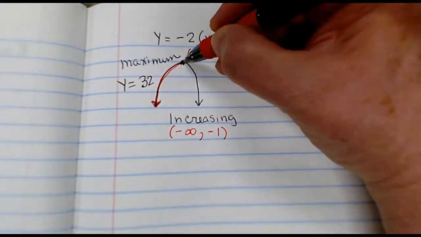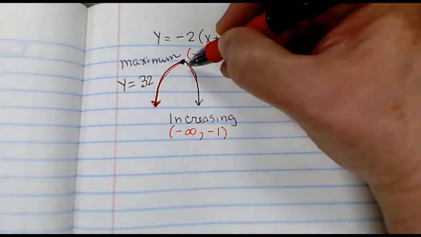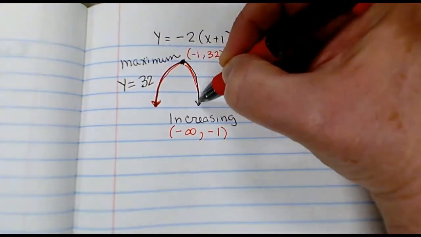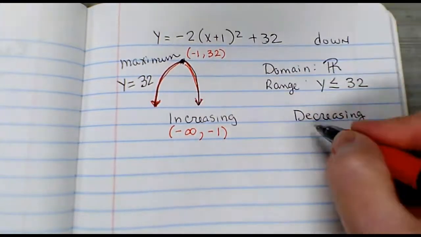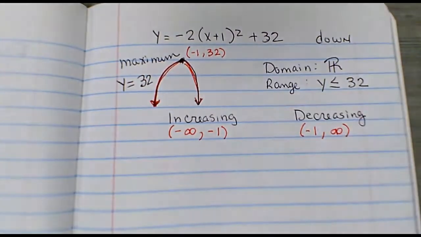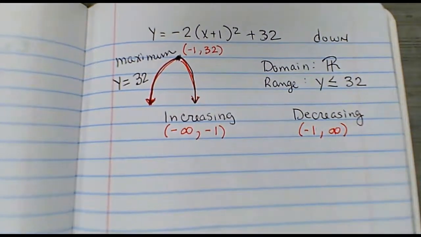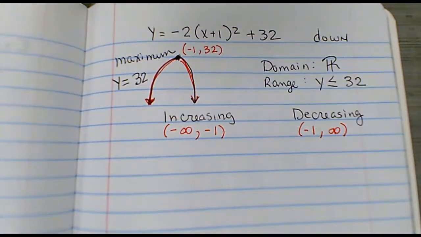And starting at that point right there, now what's my graph doing? What's my pencil doing? It's going down. That's decreasing. So it's decreasing from negative 1, and it's going to keep decreasing forever. And if we needed a more accurate graph, that's where we would have to put points, make a table, and substitute in points.